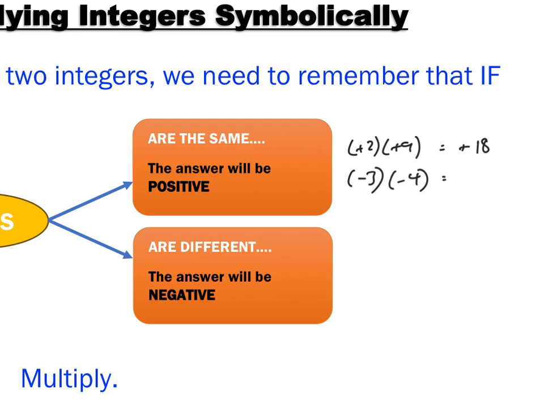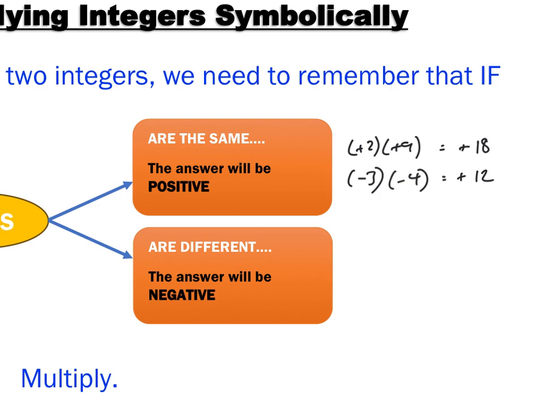But the other thing that's important now that we're learning about negatives is if we multiply two negatives, we get a positive. And 3 times 4 is 12. So negative 3 times negative 4 is positive 12 when you multiply.